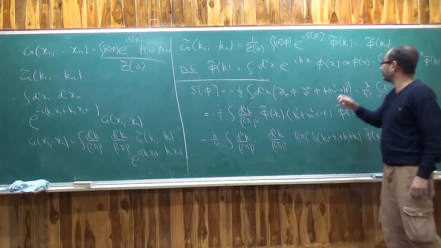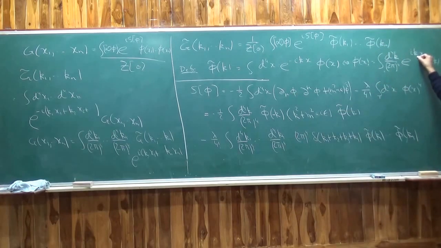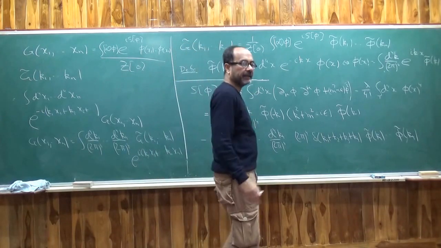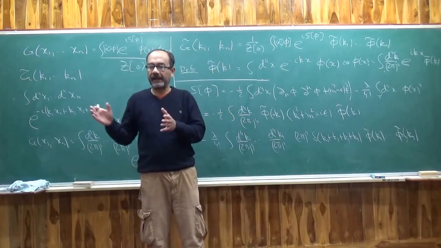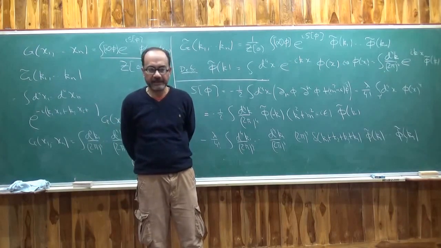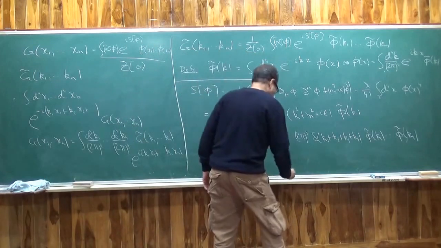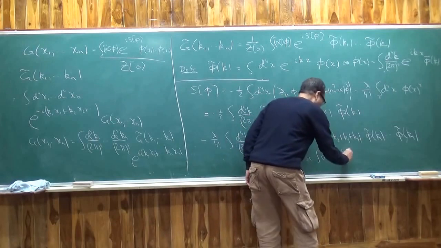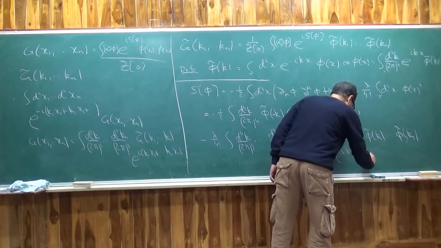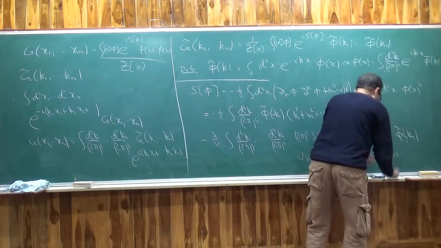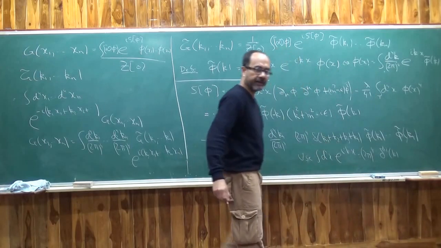These derivatives will just bring down the factors of k mu, and then you just put things together, and this is what you'll get. And eventually, of course, you have to do the x integral using the standard identity that the integral d4x e^{ik.x} is (2 pi)^4 delta 4 of k. Okay, so this is what gives rise to this delta function over here.